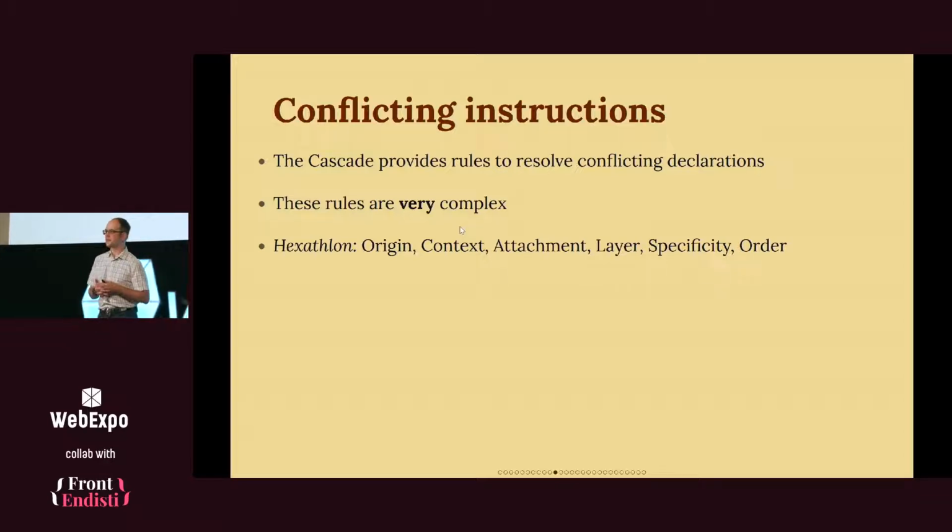And these rules, the rules of the cascade, are really complex and numerous. Actually, the browser needs to provide a competition in six different categories: origin, context, attachment, layer, specificity, and order. And these two declarations are compared in these six disciplines until one of those wins. The stronger one wins. The stronger one gets applied, either salmon or light goldenrod yellow.